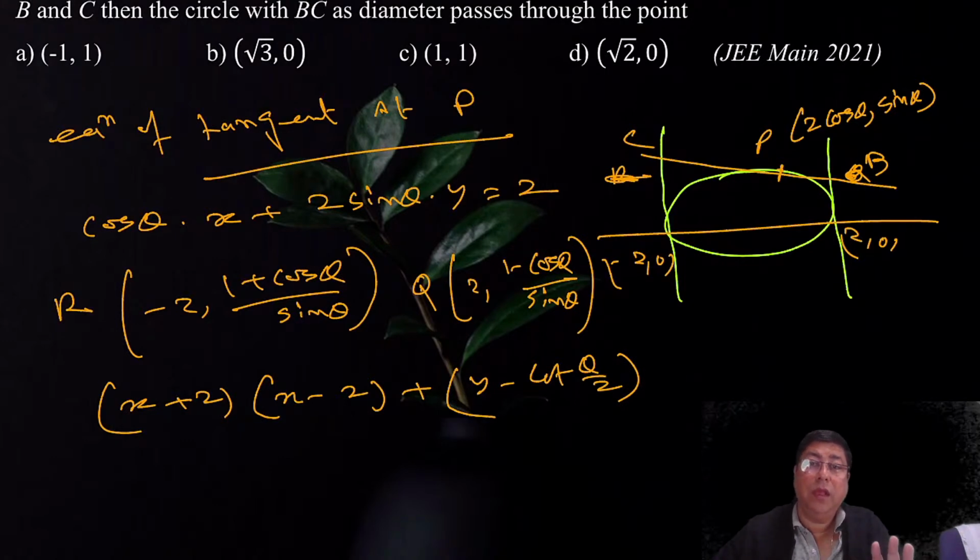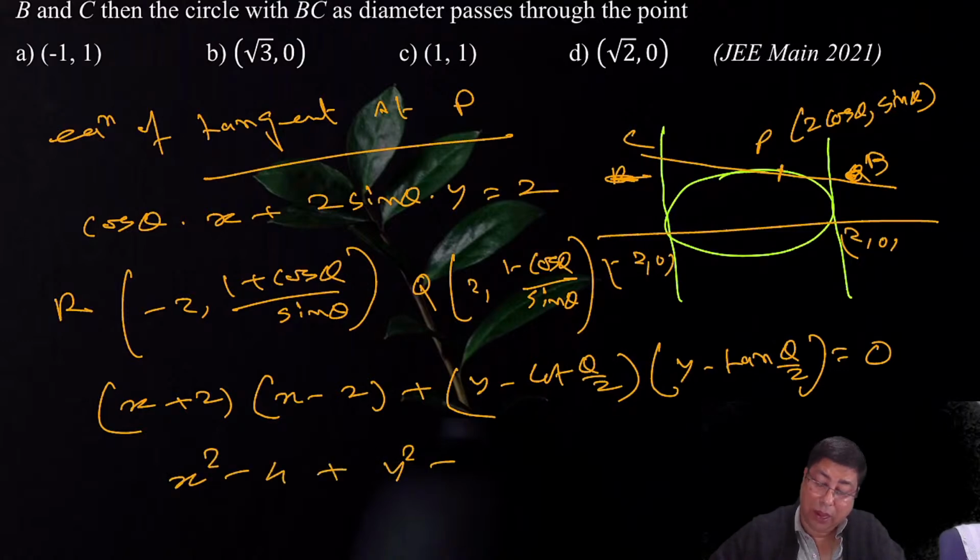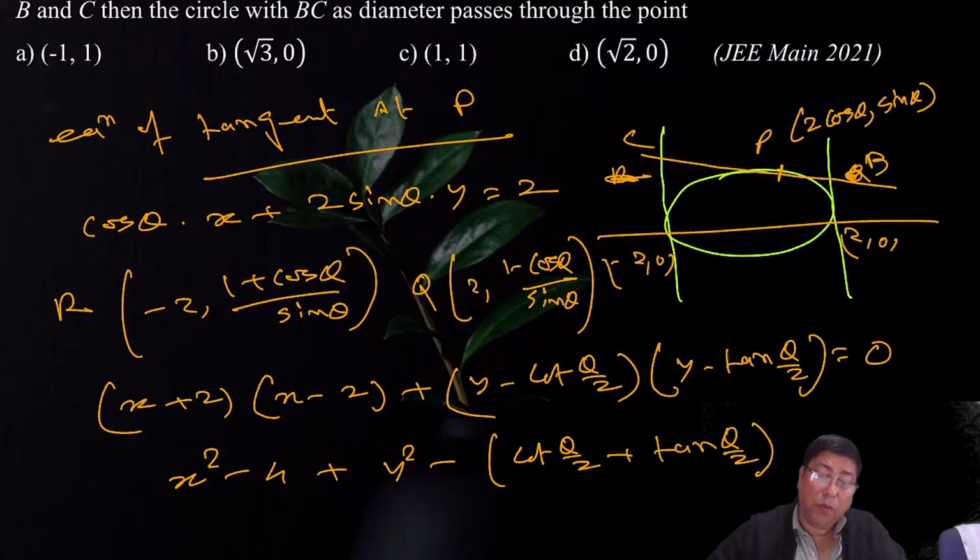In this way we will calculate. So y minus tan theta by 2 equal to 0. So we are getting x square minus 4 plus y square minus what is coming? Tan theta by 2 cot theta by 2 is coming to be 1, and tan theta by 2 plus cot theta by 2 plus tan theta by 2 into y plus 1 equal to 0.